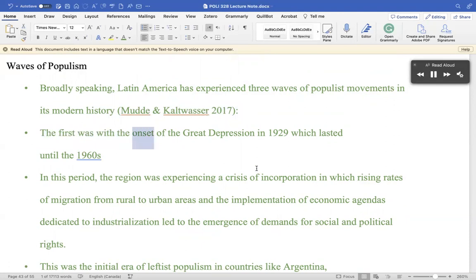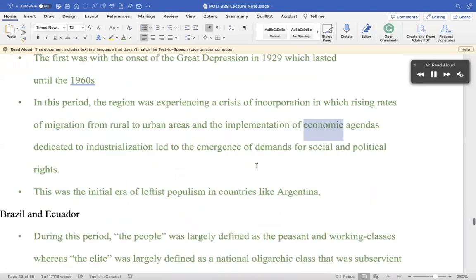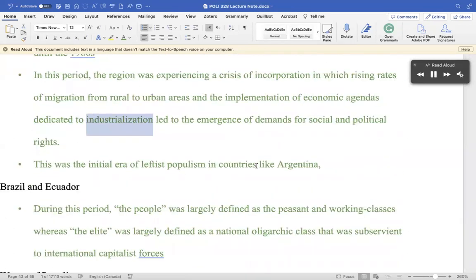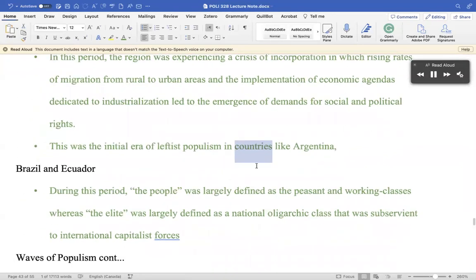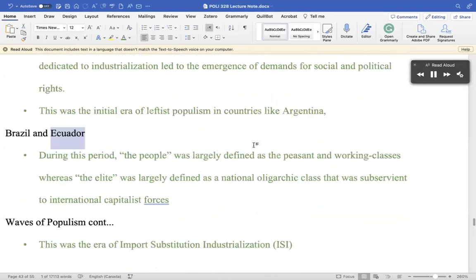The first was with the onset of the Great Depression in 1929, which lasted until the 1960s. In this period, the region was experiencing a crisis of incorporation in which rising rates of migration from rural to urban areas and the implementation of economic agendas dedicated to industrialization led to the emergence of demands for social and political rights. This was the initial era of leftist populism in countries like Argentina, Brazil, and Ecuador.